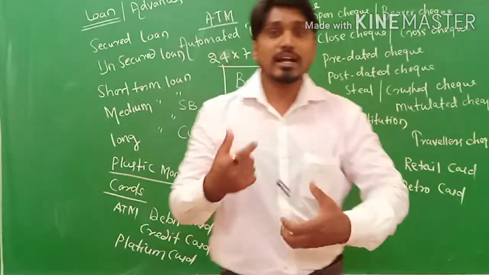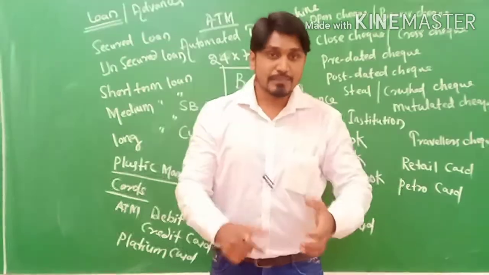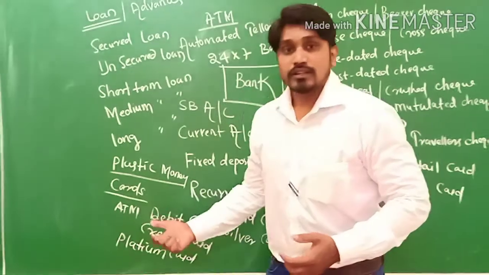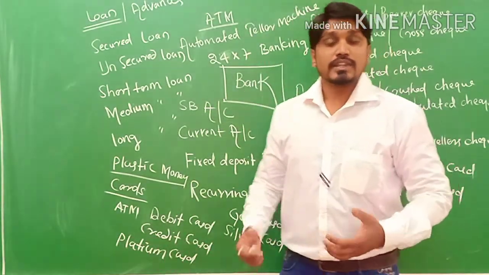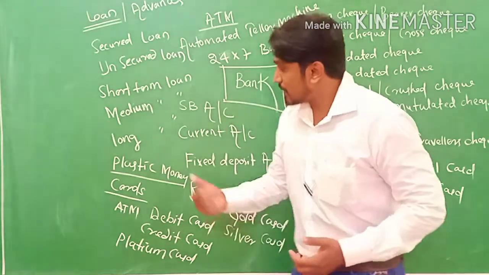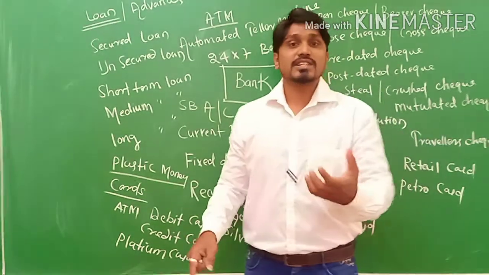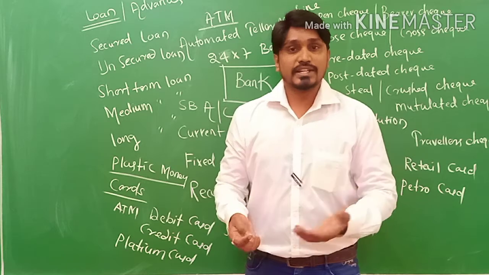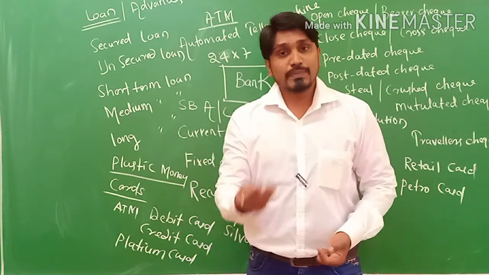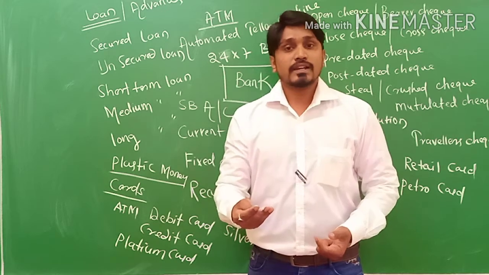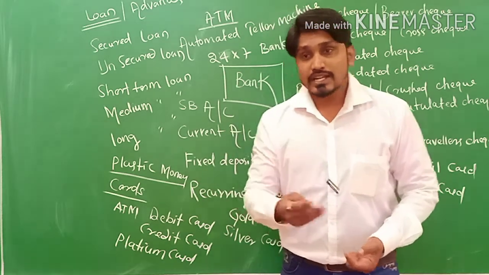See, what do you mean by card? Explain the types of cards. There is a question for you guys, for banking and operations students. Cards are nothing but plastic money. We have debit card, credit card, platinum card, gold card, silver card, petrol card, aviation card. We have domestic card and international card.